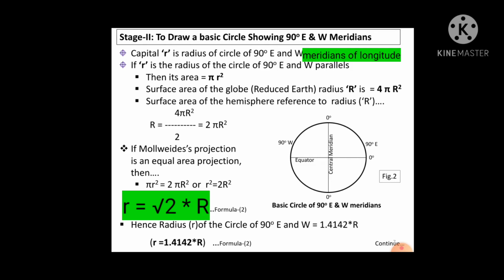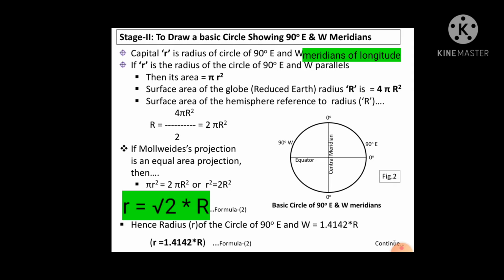So the surface area of the globe, which is reduced, with radius capital R, is equal to 4 pi R square. So the surface area of the hemisphere with reference to the radius R is equal to 4 pi R square divided by 2, which is equal to 2 pi R square. In the Mollweide projection, an equal area projection, pi small r square is equal to 2 pi capital R square, that is small r square is equal to 2 capital R square.